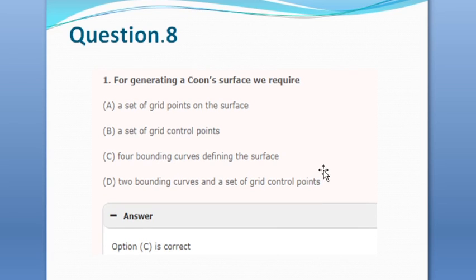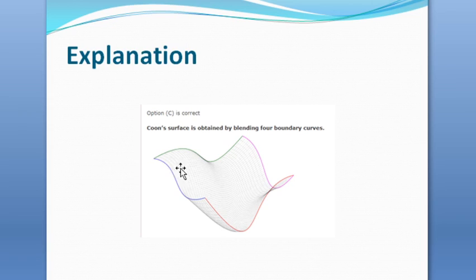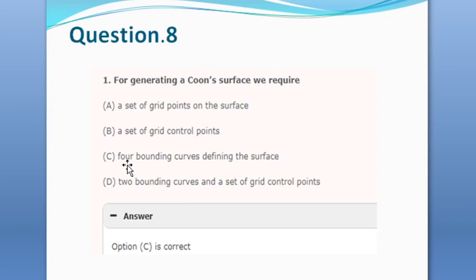The option C is correct. It's a Coons surface example sketch. A surface is bounded by 4, it's a closed boundary. The Coons surface is generated by blending of 4 boundary curves. It's a closed one, with 4 boundary curves. Therefore, the answer is 4 bounding curves defining the surface. It's a question asked from surface modeling technique.